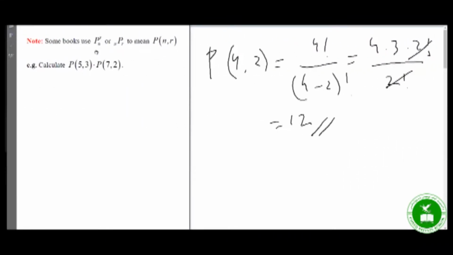For permutation, we can use different notations. For example, this is one of the notations for permutation of r elements selected from n elements, or this one, which means the same, as we used in the previous example. Now let's calculate the permutation of 3 elements from 5 times the permutation of 2 elements selected from 7.